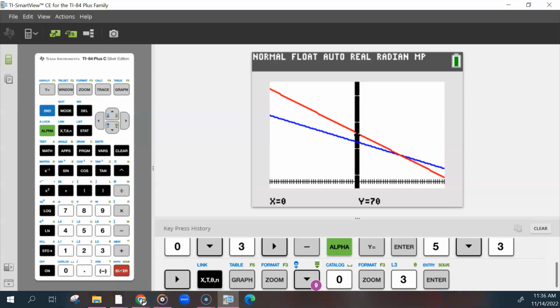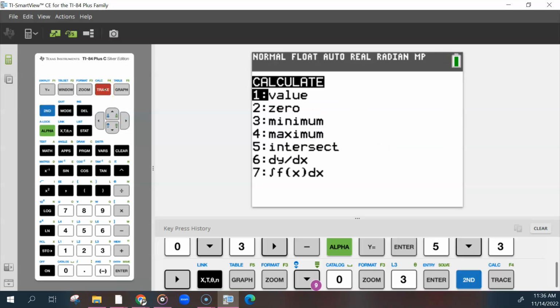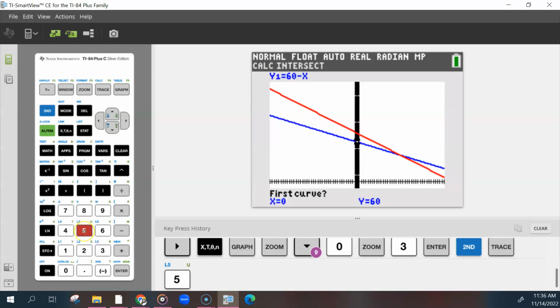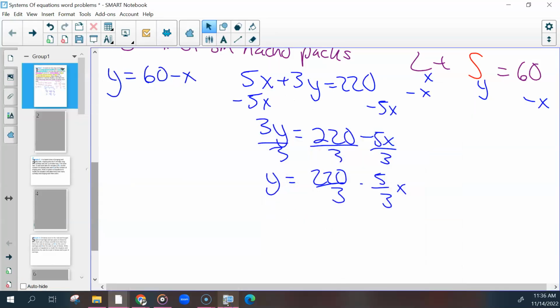Now that I see that they're intersecting, I'm going to make the calculator find where that is because I couldn't count this. Second trace, find where they intersect. Second trace, number 5, intersection, and then enter 3 times. So this would be your intersection point. You would write this down.